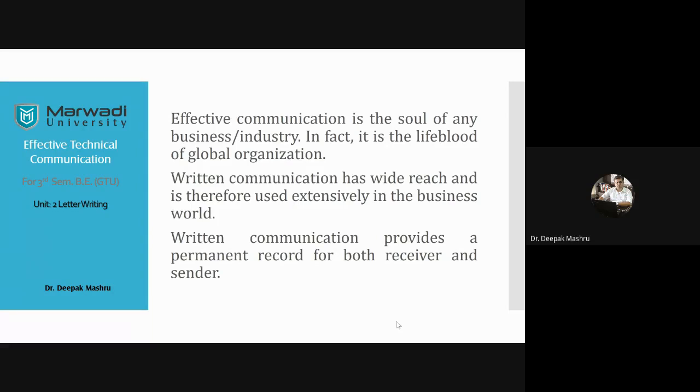It further says that written communication provides a permanent record for both receiver and sender. So it gives you an idea that on this date, this letter was received, this letter was sent. So you can have a record and you can have that as evidence. That's why written communication is given more importance in business.